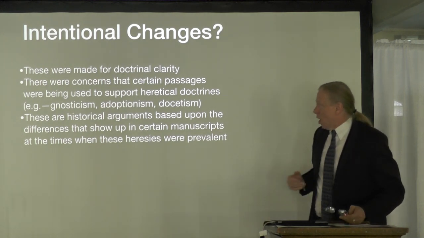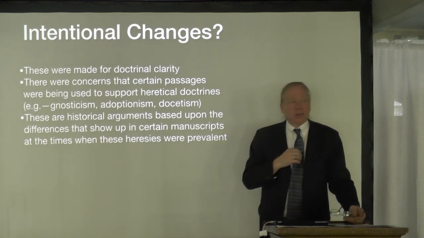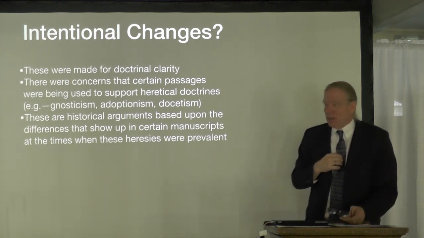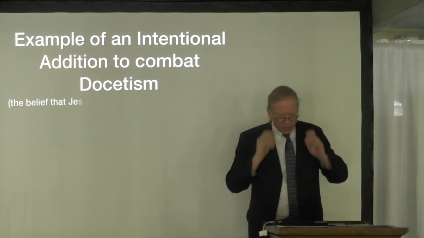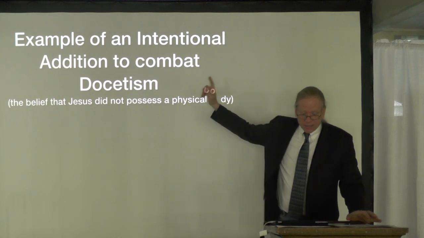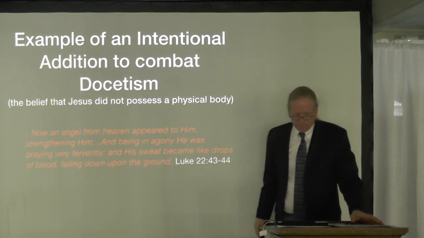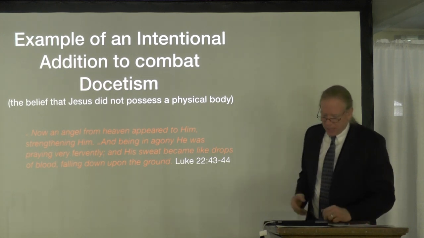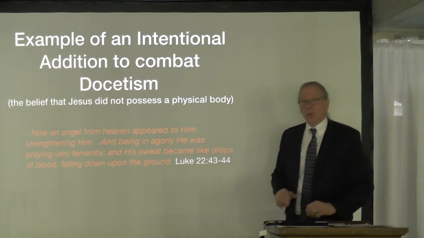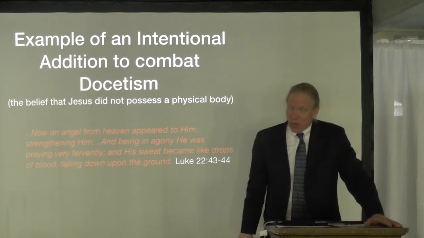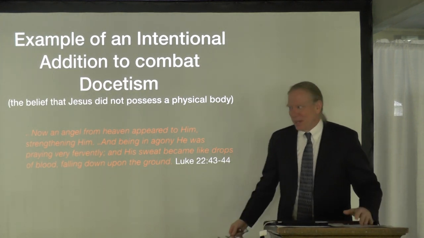There are also historical arguments based upon the differences that show up in different manuscripts at the times these heresies were prevalent. So you see these things being adopted in the Bible, and these differences are here. I am going to show you an intentional addition to combat Docetism. Docetism, again, is the belief that Jesus did not possess a physical body. This you will find in, are you ready? The King James Version of the Bible. Because they were translating from later Greek texts.